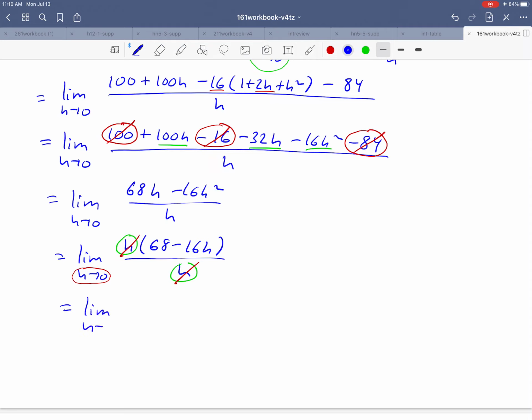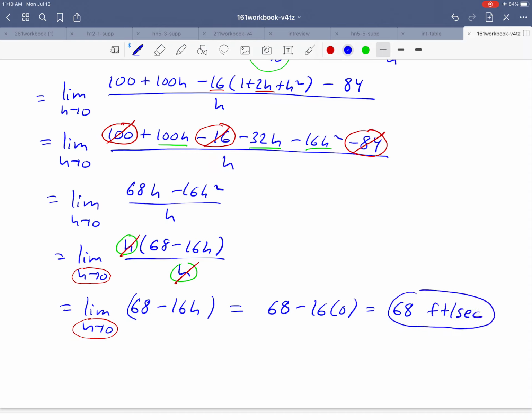All right, so we're almost there. After we cancel the h's, we're taking the limit as h goes to 0 of 68 minus 16h. And the only question left is, what do we get for that limit? Okay, well, h is approaching 0. So if we substitute 0 in for h, we're going to get 68 minus 16 times 0. No more 0 denominator to worry about. And that's just going to give us 68. Okay, units, since this is a velocity, should be feet per second.